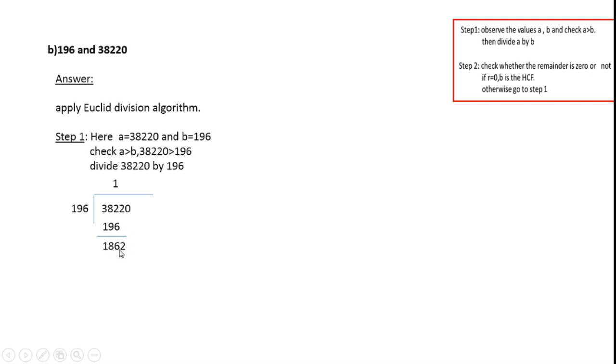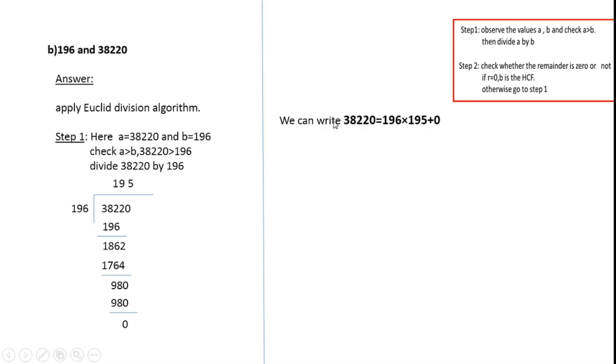This 2 will come here. Now 9 times 196 is 1764. The remainder is 98. This 0 will come here. Then 5 times 196 is 980. Now the remainder is 0. This we can write as 38,220 equals 196 into 195 plus 0. This 0 is the remainder.